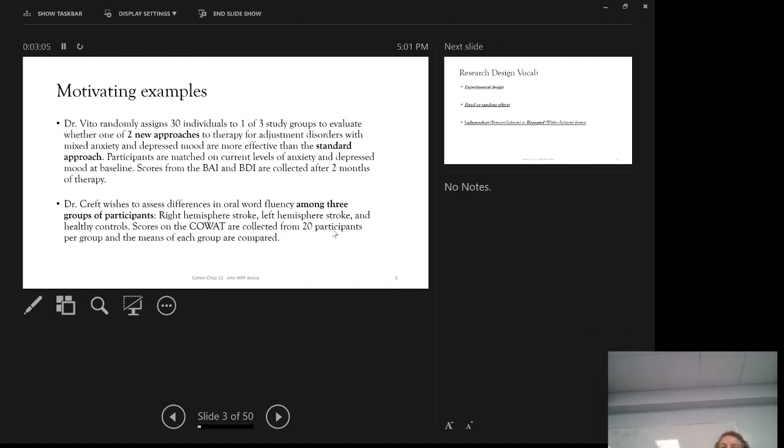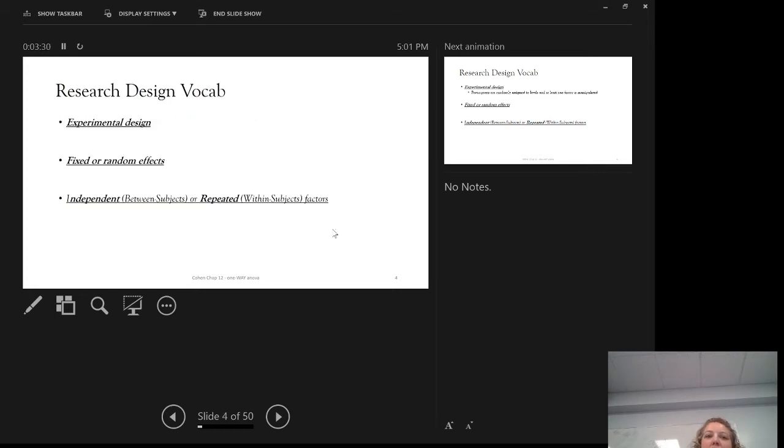Dr. Kreff wishes to assess differences in oral word fluency among 3 groups of participants. Again, there's the key, 3. These are right hemisphere strokes, left hemisphere strokes, and healthy controls. Their scores on the COWAT are collected from 20 participants per group, and the means of the groups are compared. So we're going to compare means between usually more than 2 groups.